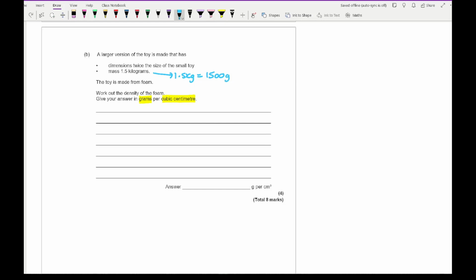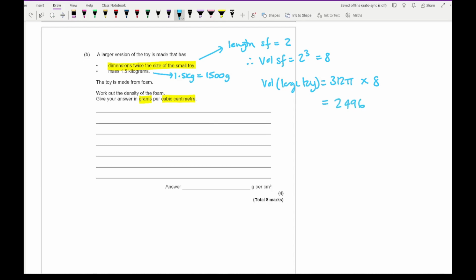Now looking at the first statement, which says the dimensions are twice the size of the small toy, what we've got is that the length scale factor is going to be 2, so therefore the volume scale factor is going to be 2 cubed, which is 8. So the volume of the large toy is going to be 312 pi multiplied by 8, and if I do that on my calculator, 312 pi times 8, that gives me an answer of 2496 pi.